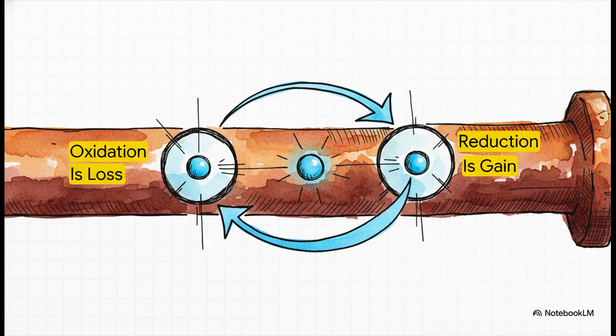And this electron trading is a huge deal. It's what makes batteries work. And hey, remember that rusty nail from the intro? That's just a classic super slow motion redox reaction.